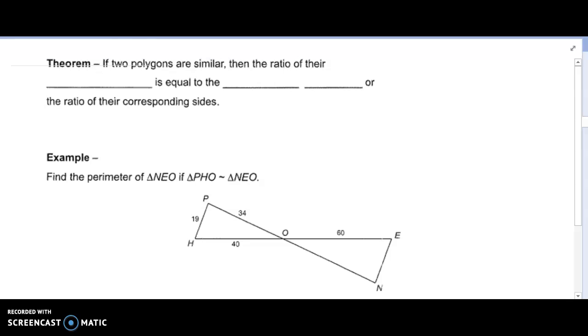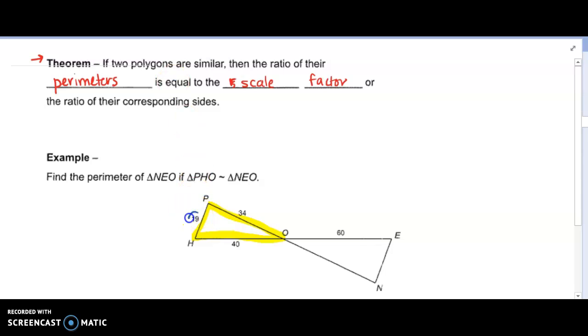All right, so we're going to continue on that same page. And we have this theorem here that talks about perimeters. It tells us that if two polygons are similar, then the ratio of their perimeters is equal to the ratio of their scale factors, or the ratio of their corresponding sides, same thing. So I want to find the perimeter of NEO. I want to find this big perimeter. But first I want to find the perimeter of this.